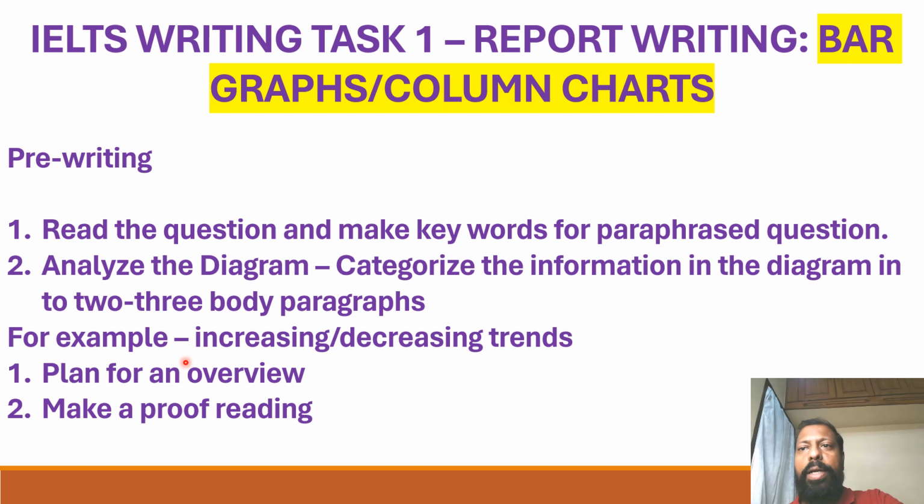I told you, at the end, instead of a conclusion, you can write an overview. Then you just finish your writing with a proofreading. Why? This part, proofreading, is very, very important, because you can save a lot of marks. You can correct your spellings, punctuation, even ideas if you have erred. You can think of correcting all those things at the time of this proofreading.